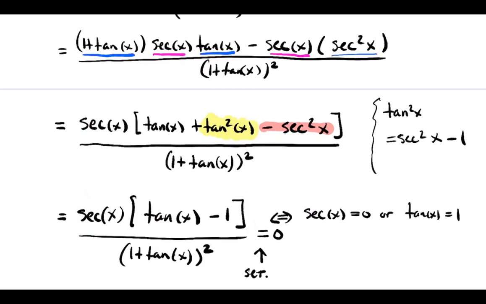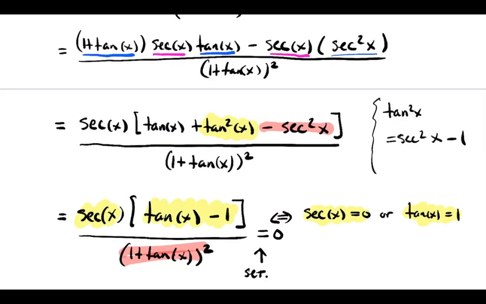The denominator over here cannot contribute to the function being 0. It can contribute to it being undefined, but it can't make it equal to 0. Zeros only come from the numerator. And this numerator has two factors. One of those factors is secant x, so maybe that's one way the numerator could be 0. The other factor was tangent minus 1. Well, tangent minus 1 is 0 if and only if tangent is 1, right?